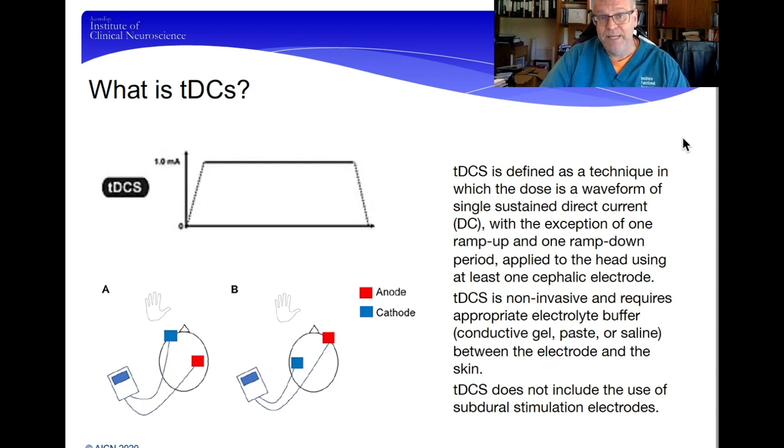In fact, with tDCS, we'll find that the tDCS nomenclature signifies a specific stimulation technique across the brain. So tDCS is defined as a treatment that has a dose in the waveform of a sustained direct current, and that is with the exception of the up ramp and the down ramp. So the up ramp is when we're building the current up. The down ramp is when we're reducing the current down.